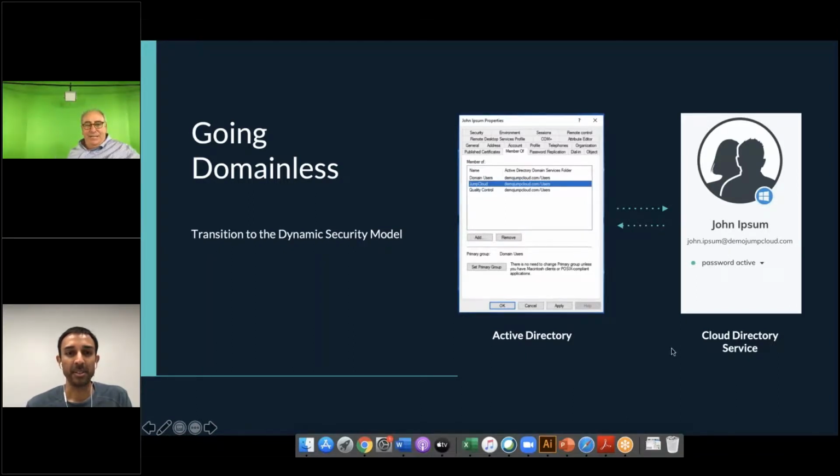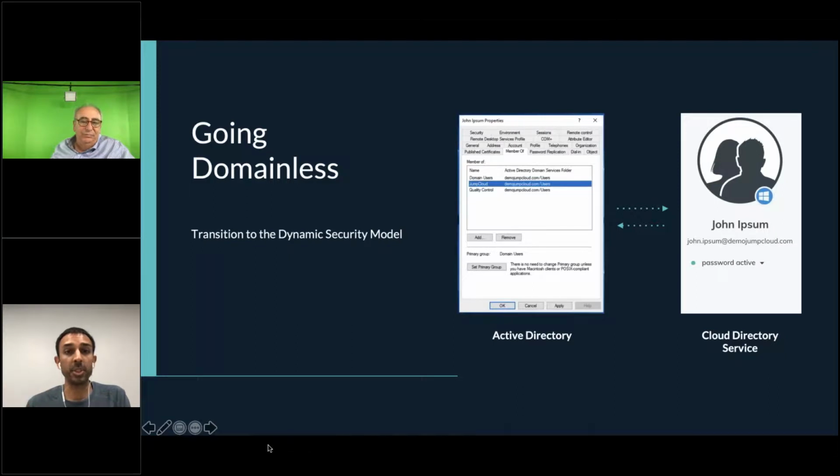Going domainless, transitioning to the dynamic security model. Go ahead. Yeah, I think this is what we talked about just a few minutes ago, where most people have an on-prem domain and now they want to transition. So how do you do that? Well, it's not going to be a light switch. It's going to be taking it in steps, baby steps.